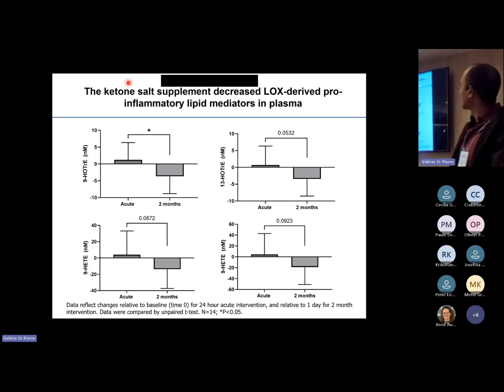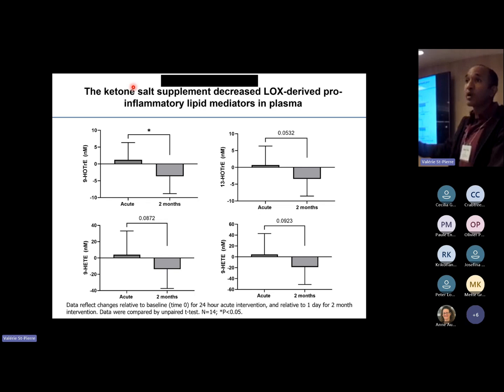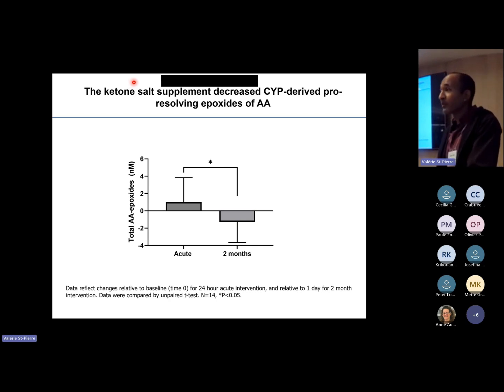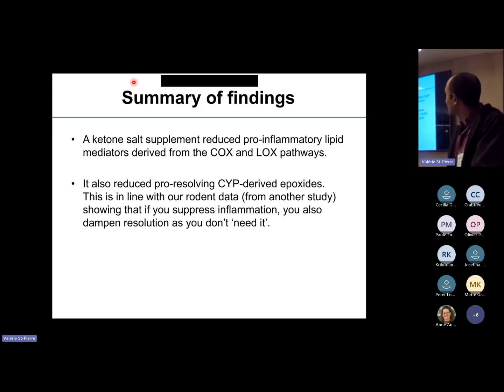Looking further into the other bioactive lipids, the ketone salt supplement also reduced the LOX-derived pro-inflammatory lipid mediators. So you have the 9-HOTrE, 13-HOTrE, 9-HETE, and this is actually 11-HETE, pardon me. But it reduced all of these lipoxygenase-derived metabolites, which are mostly pro-inflammatory. It also decreased the sum of arachidonic acid epoxides, which are pro-resolving. It decreased them, and there's a good reason for that. I'll explain it in a second. But again, after 2 months, total AA epoxides decreased. In the acute phase, there were no changes. So what this shows is that the ketone salt supplement reduced pro-inflammatory lipid mediators derived from cyclooxygenase and lipoxygenase.